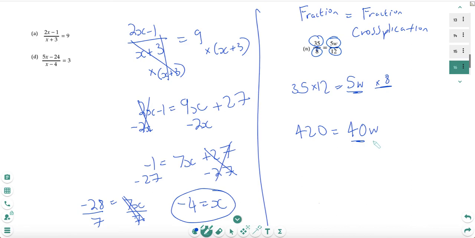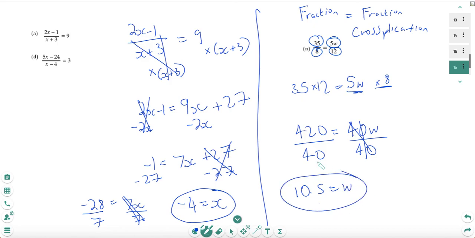So 40 times something is 420. So let's get w by itself. So w is being multiplied by 40. What's the opposite of multiplying by 40? Dividing by 40. Balance it by dividing 40 here. 420 divided by 40 is, I don't know, 10.5? 10.5. And then 40 and 40 cancel out. You're left with w. Boom.